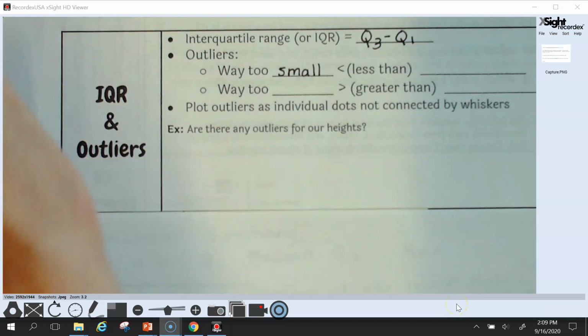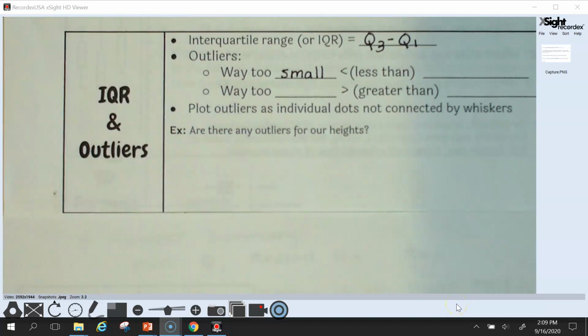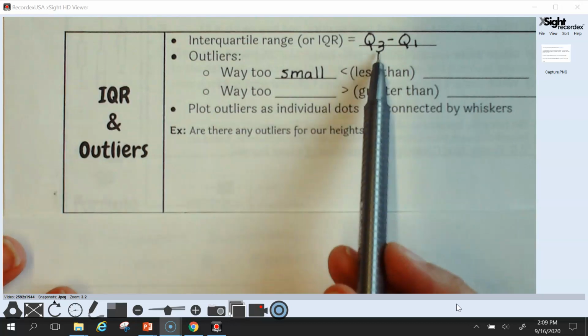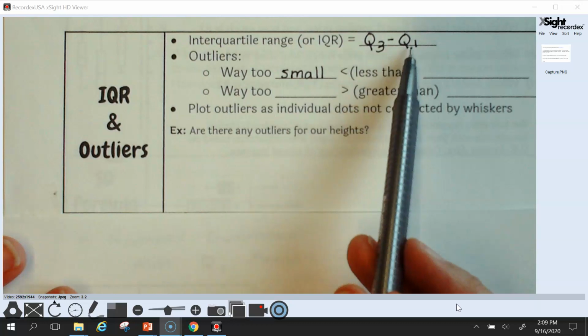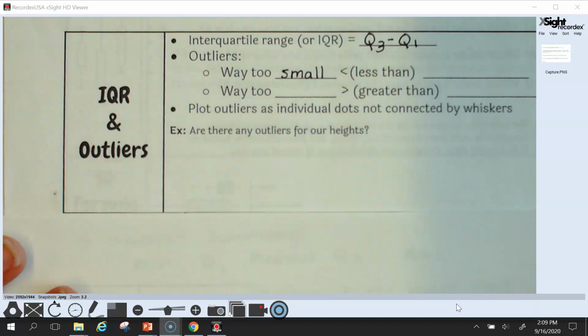Okay, so today we're going to start looking at other, more detailed summary statistics. We're going to start with IQR. Your IQR is your interquartile range. Q3 is your upper quartile, and Q1 is your lower quartile. Then we're going to go into more detail on how to find your outliers.